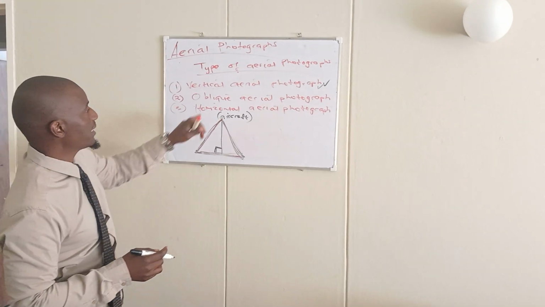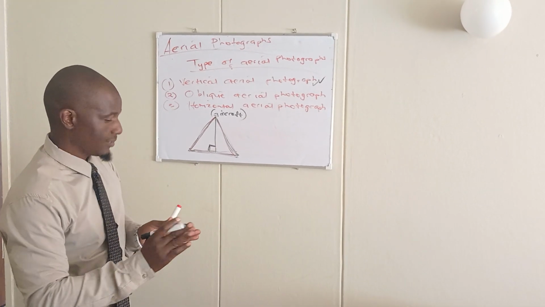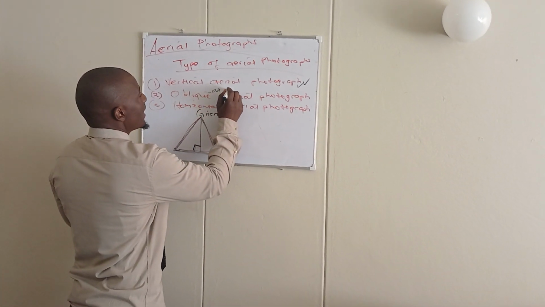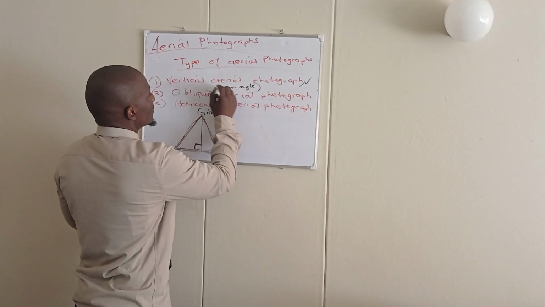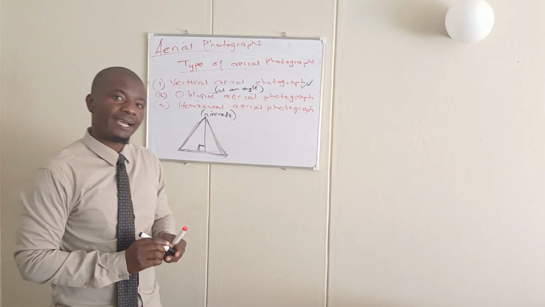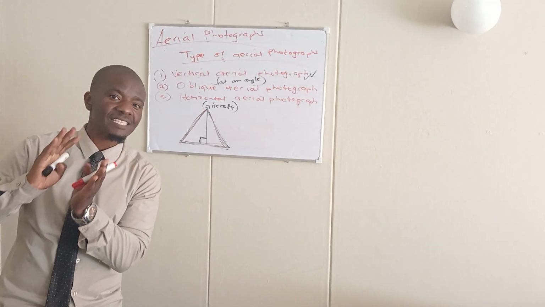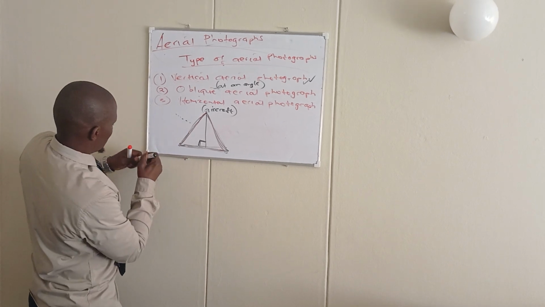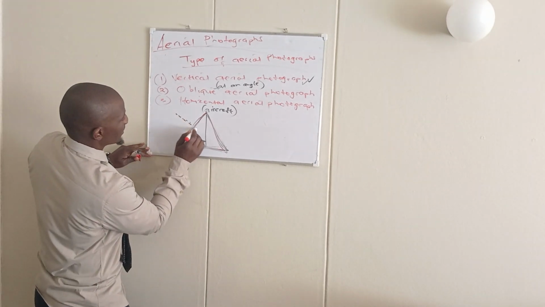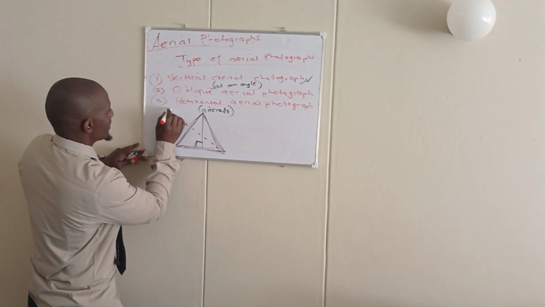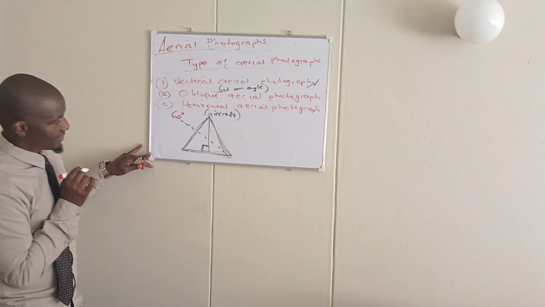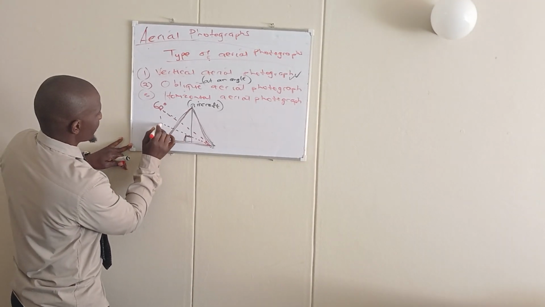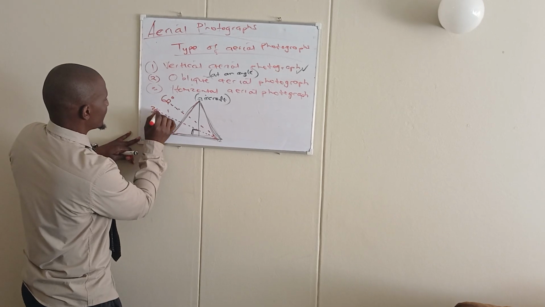The second one is an oblique aerial photograph. Oblique simply means at an angle. That's what oblique means, which means this photograph as well is taken from a certain angle. Let me just use the red one. We have the one that is taken at high oblique, which is at 60 degrees. Then we have another one that is taken at the low oblique, which is 30 degrees.